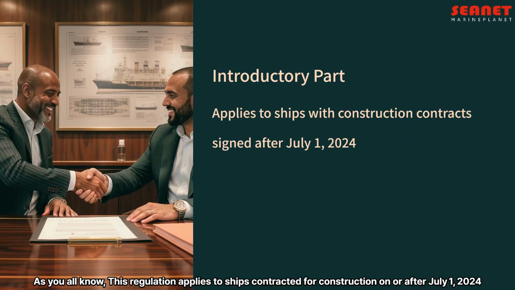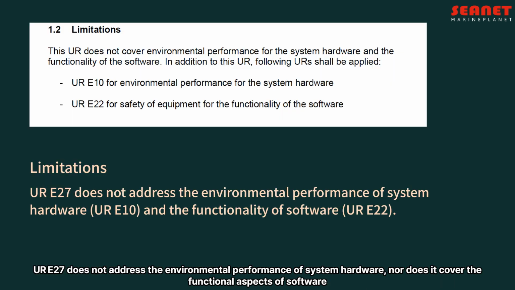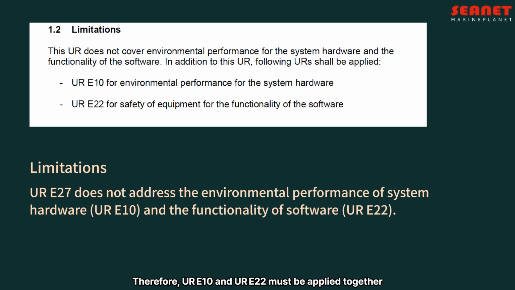As you all know, this regulation applies to ships contracted for construction on or after July 1, 2024. UR27 does not address the environmental performance of system hardware, nor does it cover the functional aspects of software. Therefore, UR10 and UR22 must be applied together. UR10 sets requirements for the environmental performance of system hardware. UR22 sets equipment requirements for the functional safety of software.